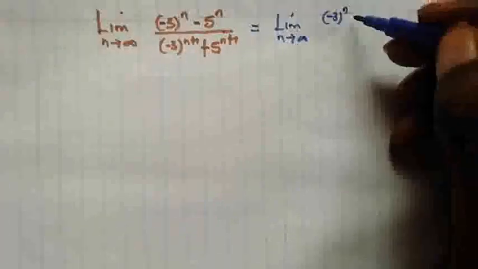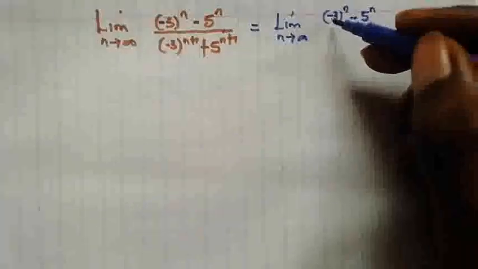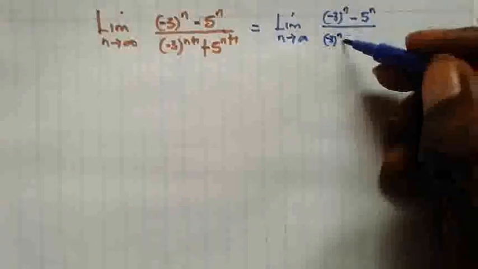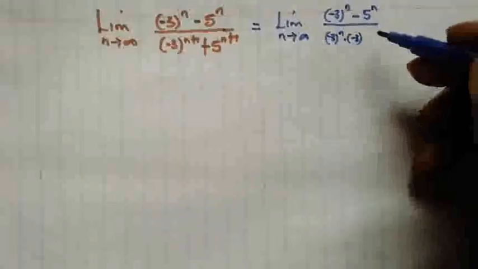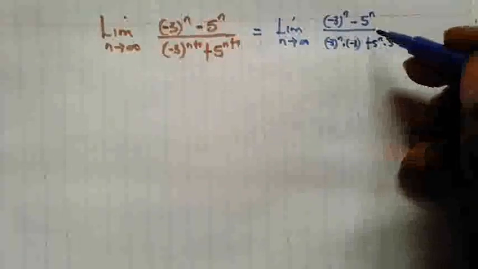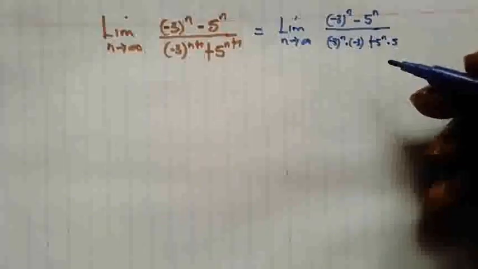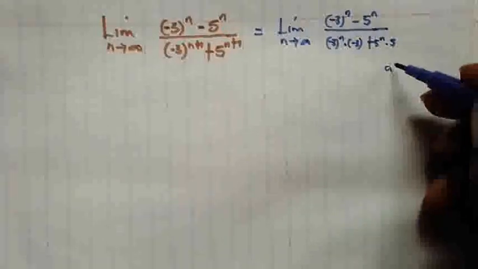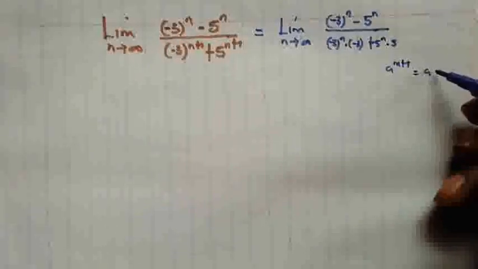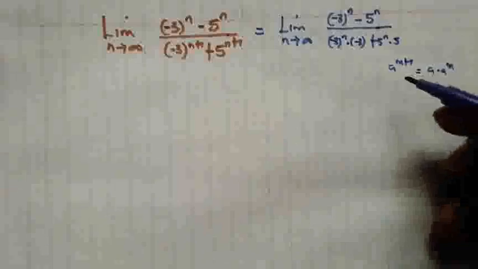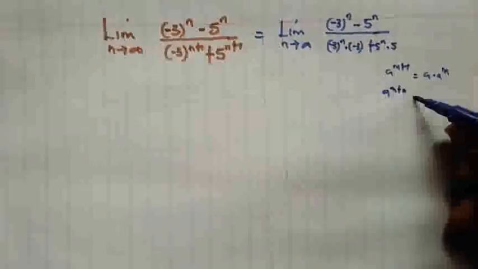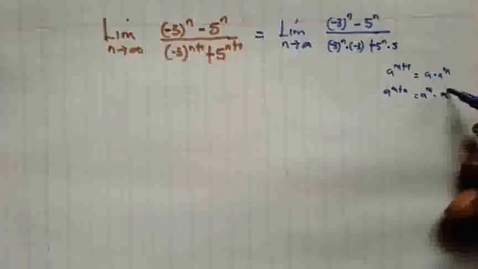(-3)^n - 5^n all over (-3)^n times (-3), then plus 5^n times 5. I did this since I know that a^(n+1) can be written as a times a^n, and as well a^(m+n) is the same as a^m times a^n.